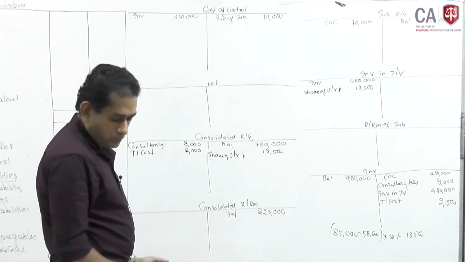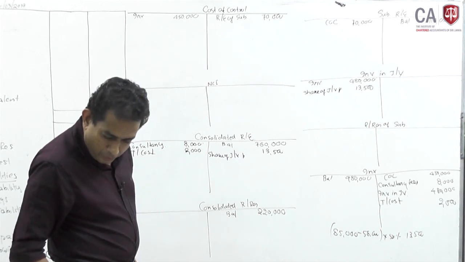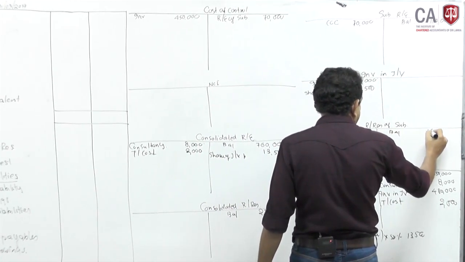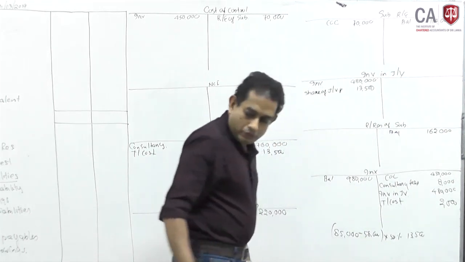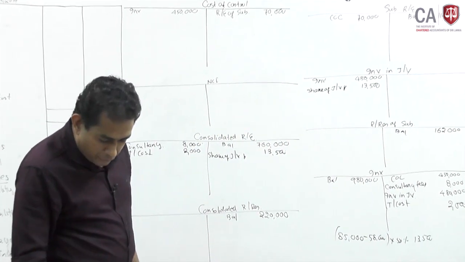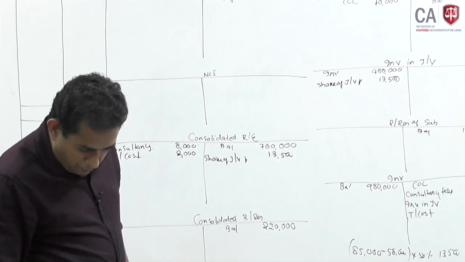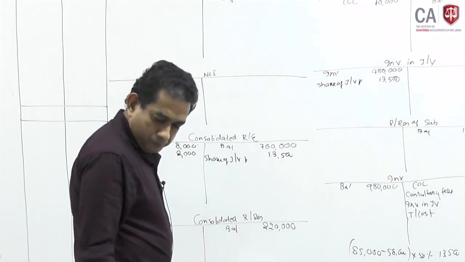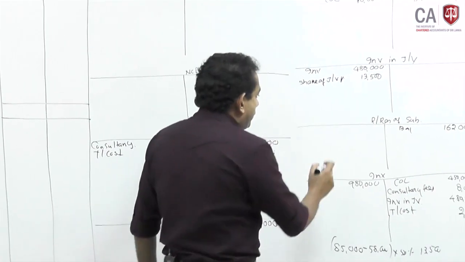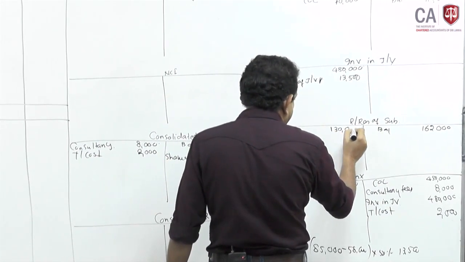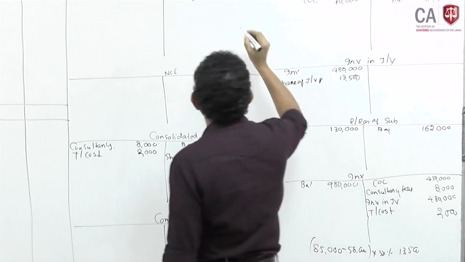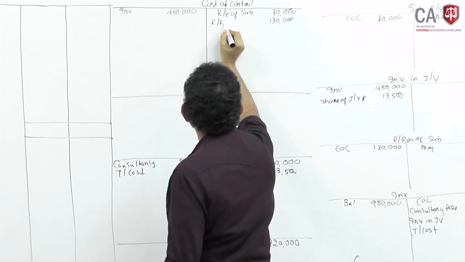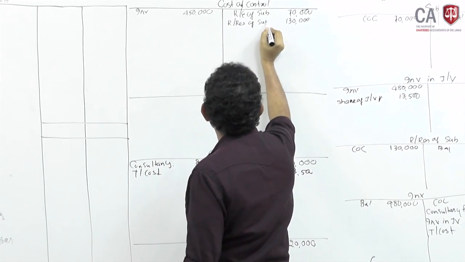Subsidiary company's revaluation reserve on the reporting date is 162,000. Let me bring that balance to their account. 162,000. So, what does it say? The balance of the reserve on the acquisition date has been 130 million. Will transfer it to cost of control, debit to revaluation reserve and credit to cost of control, 130,000. Revaluation reserve of the subsidiary company.